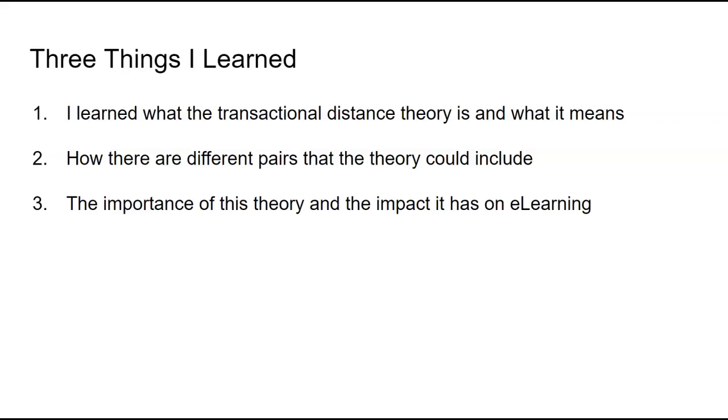The second thing was how there are different pairs of that theory that it can conclude. So there's the high dialogue, low structure, or it could be high dialogue, high structure, and different outcomes. And when those things happen, what comes out of them and what they actually mean. And the third thing is the importance of the theory, because I feel like as online learning is getting more and more popular, the way these classes are being organized and structured is going to become very important here soon.